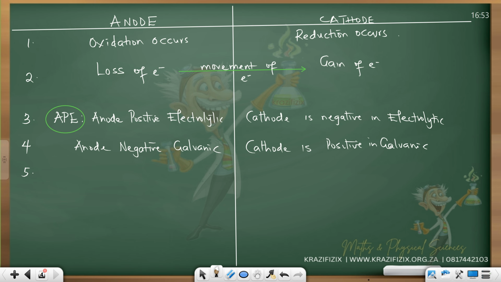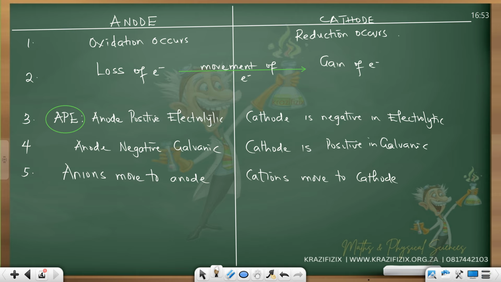Anions will always go to the anode. Anions move to the anode. And then what? Cations move to the what? Cathode. Even through your salt bridge, that's the same thing that will happen.